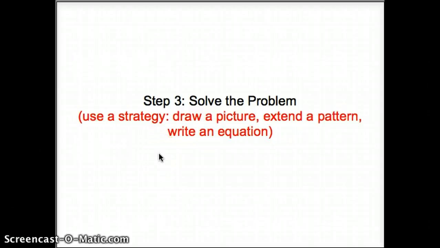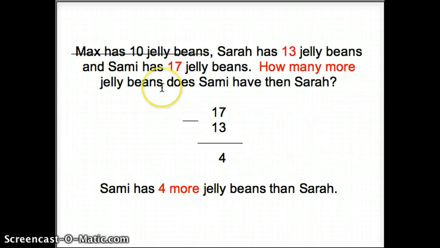Step three is to solve the problem. It's important when solving the problem that you use a good strategy. That strategy might be to draw a picture, it could be to extend a pattern, it could even be to write an equation. So for this story problem, I'm going to write an equation. I know that I'm subtracting, so I'm going to write my equation 17 minus 13, and when I solve that, I get 4. So Sammy has 4 more jelly beans than Sarah.